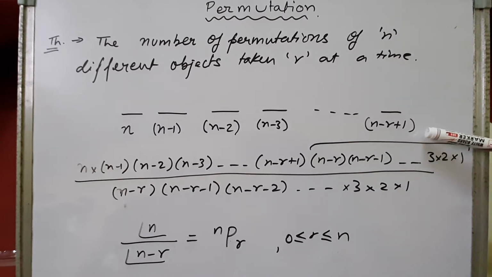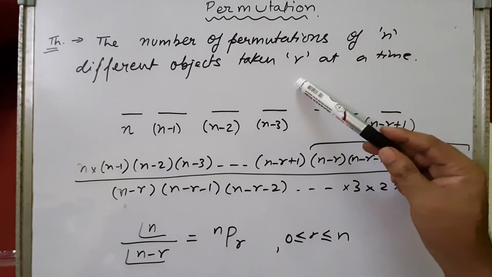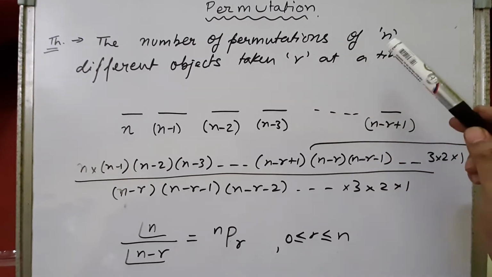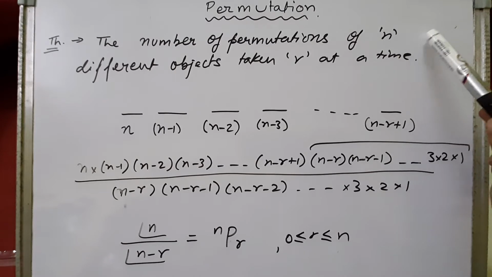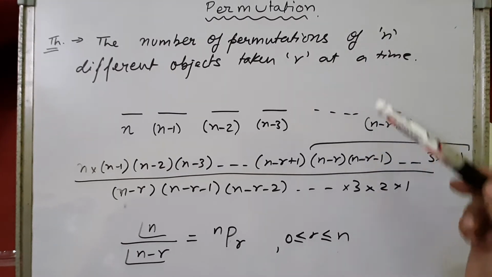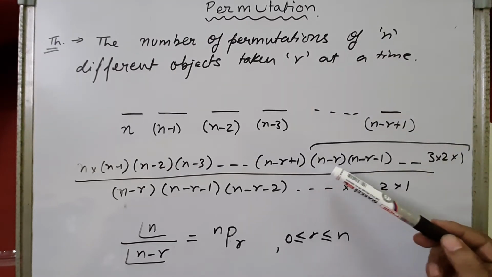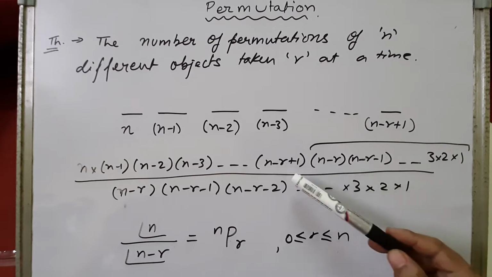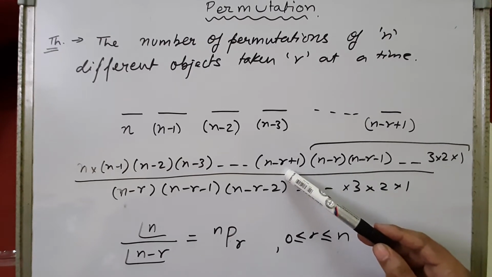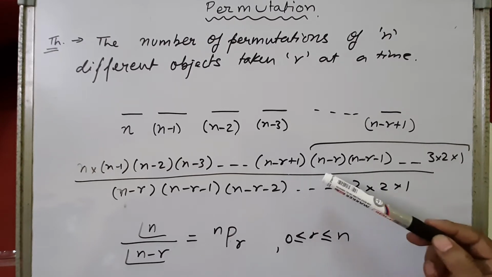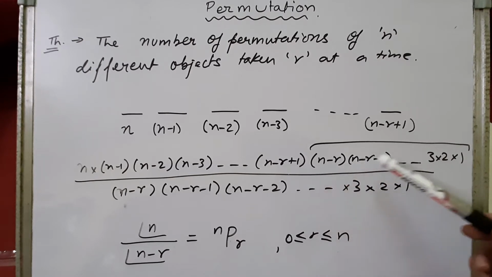So the total number of ways that we can make n people sit on r seats, that is, the number of permutations of n different objects taken r at a time, will be n into n minus 1 into n minus 2 into n minus 3 up to n minus r plus 1. Now what I have done here is multiply by the terms n minus r, n minus r minus 1, n minus r minus 2, up to 3 into 2 into 1 in the numerator and denominator both.